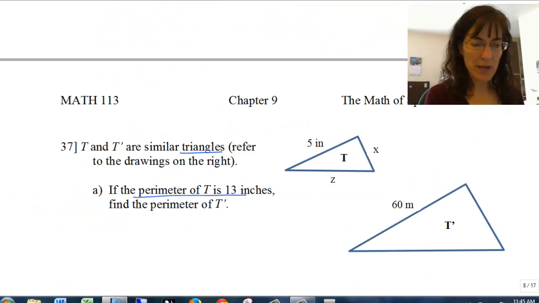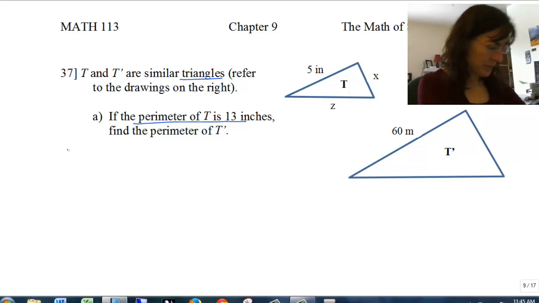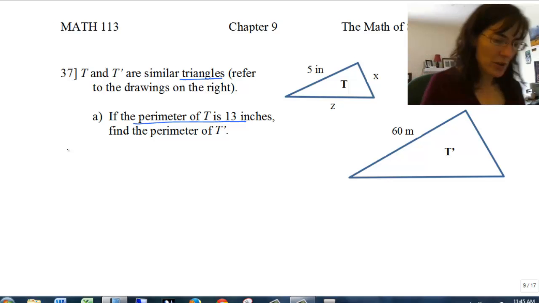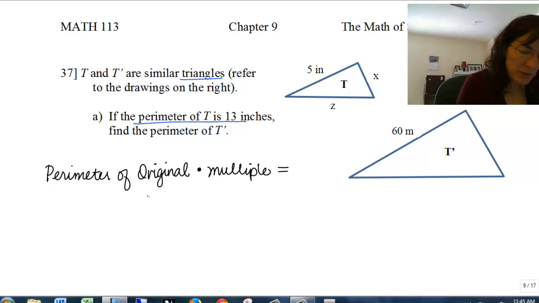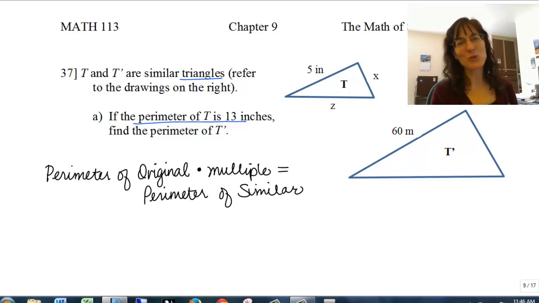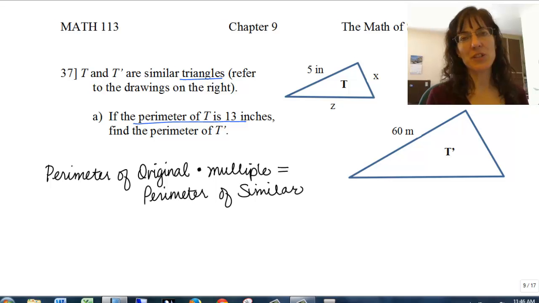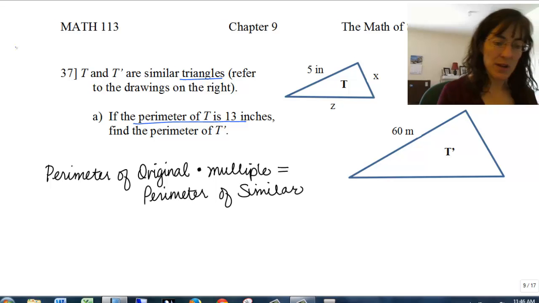And so what I can use now is this idea that we found a shorter method. The perimeter of the original times the multiple equals the perimeter of the similar. And it worked for two different shapes, so I'm pretty certain, and it is true, that it'll work for any similar shapes.